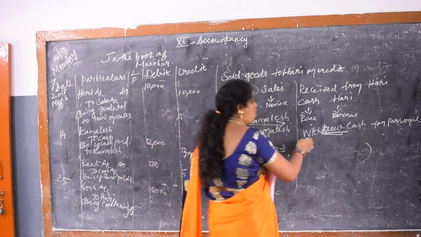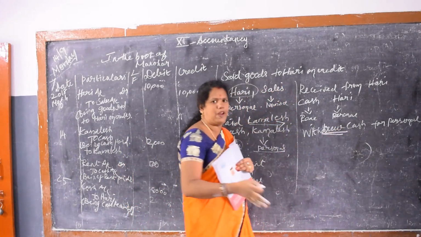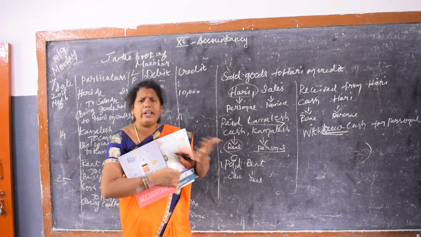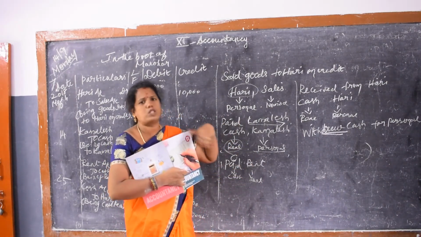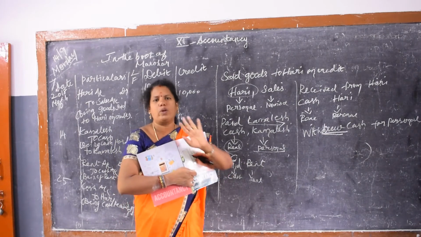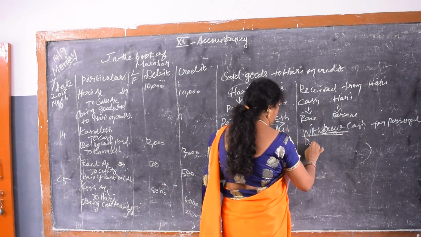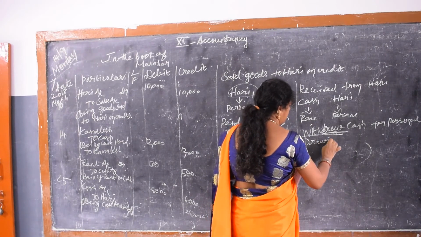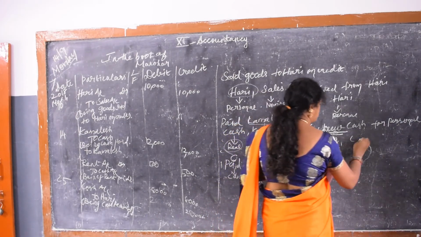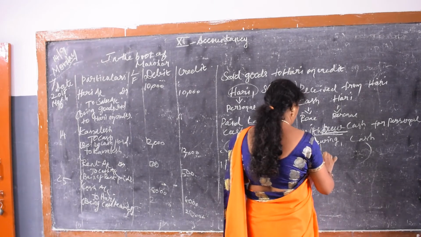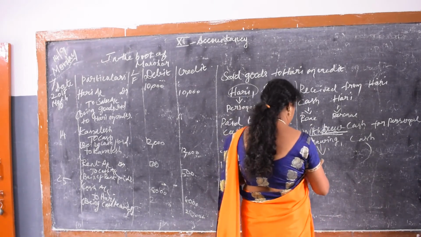If there is no other detail, for example paid electricity bill for the proprietor's house, proprietor means the owner of the business. They have not specified it, so at that time you can say it is drawings. So when you hear it is drawings, then cash. Okay, drawings comes under the personal account.